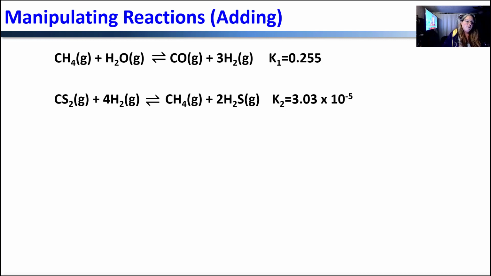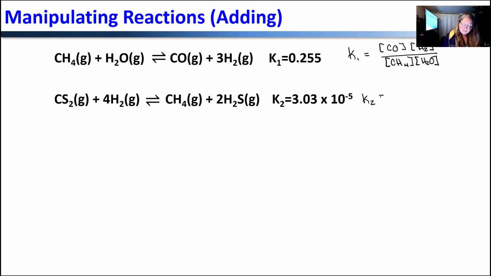All right, so first let's start with our equilibrium expressions. So K1 is going to be, everything is in gas phase, so it's going to be carbon monoxide times hydrogen gas cubed divided by methane and water in gas phase. So notice this gets included. The water in gas phase is not excluded because it is in the same gas phase. And for simplicity, I'm leaving off our phases just so I have enough space to do things here.